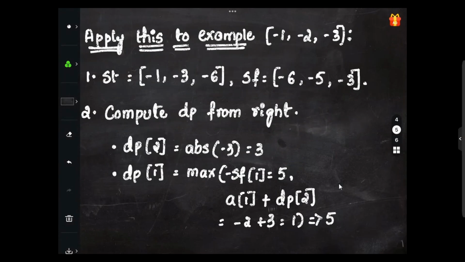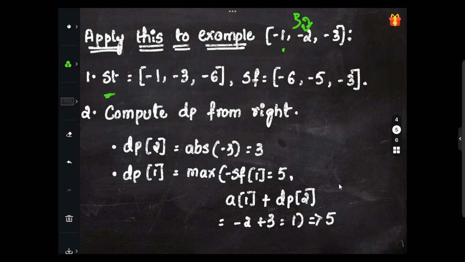Let's try to implement the same thing for example one. You will get to know this easily rather than through a lot of theory. So let's apply the same thing to the first example. We have been given 3, nothing but the number of elements, and the elements are minus 1, minus 2, minus 3.